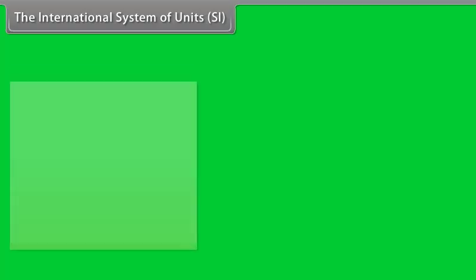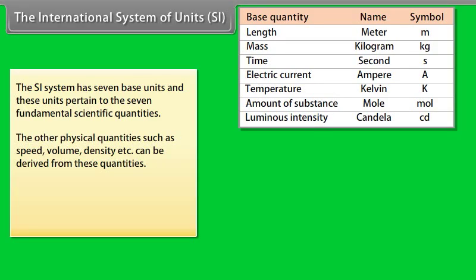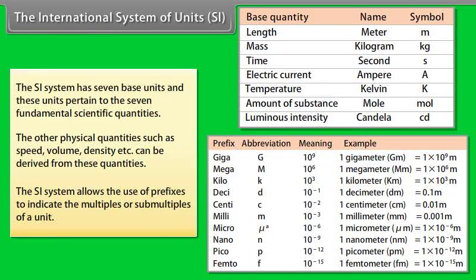The International System of Units, SI. The SI system has 7 base units, and these units pertain to the 7 fundamental scientific quantities. The other physical quantities such as speed, volume, density, etc. can be derived from these quantities. The definitions of the SI base units are given in table. The SI system allows the use of prefixes to indicate the multiples or submultiples of a unit.